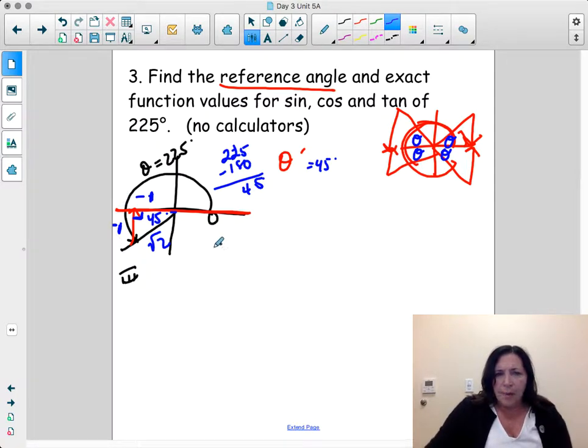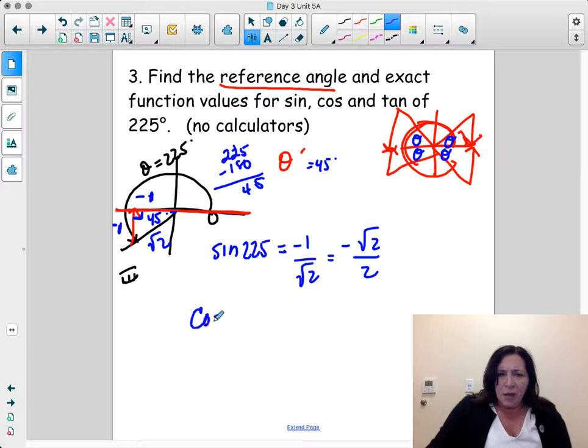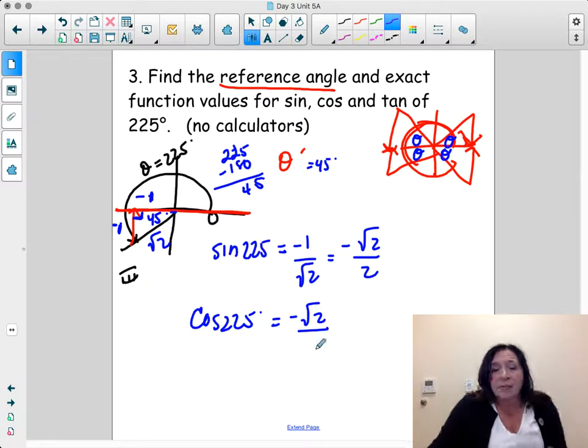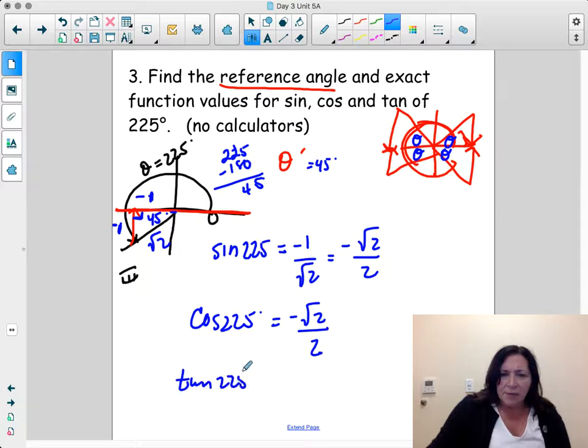So if I want sine of 225 degrees, that's going to be opposite over hypotenuse. And again, don't leave a root in the denominator. So you get negative root 2 over 2. Cosine of 225 is always going to be the same as sine. The negative and positive might be different, but because it's an isosceles triangle, two sides are always going to be the same. And lastly, tangent of 225 is going to be opposite over adjacent. So that's negative 1 over negative 1, which is 1.